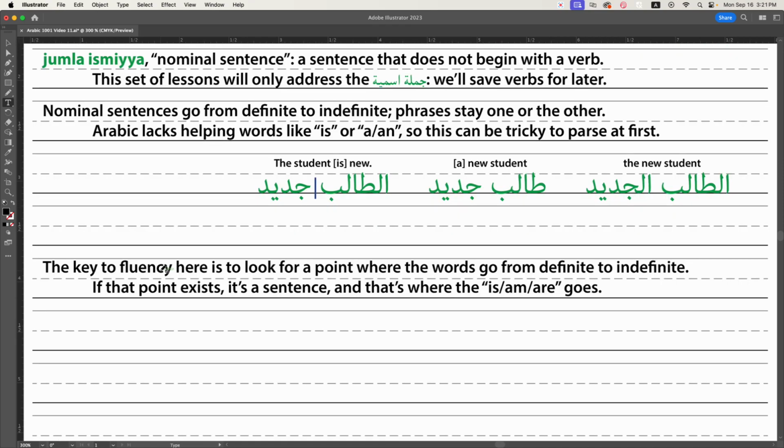So the key to fluency here is to look for this point, to try to find a point where the words go from definite to indefinite. If that point exists, it might not, it might just be a very long phrase. That makes it a sentence. And that point, where I've drawn the blue line here, is where the is or am or are is going to go, because Arabic doesn't use those words in typical ordinary sentences.